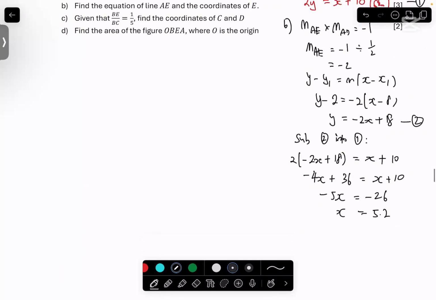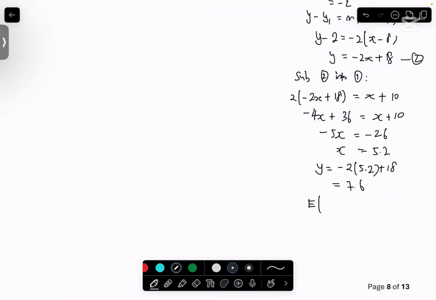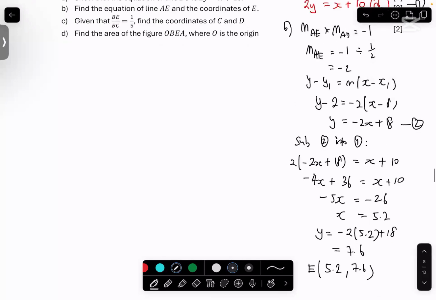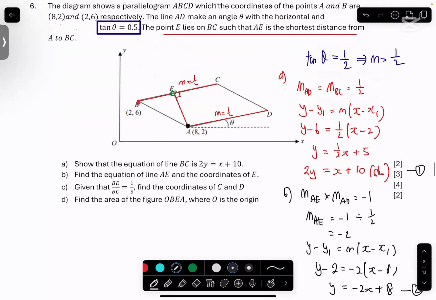So y = -2(5.2) + 18. That will be -10.4 + 18, which is 7.6. Okay, so E is the coordinate (5.2, 7.6). Okay, part C.